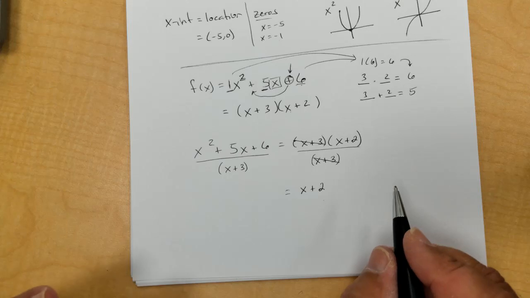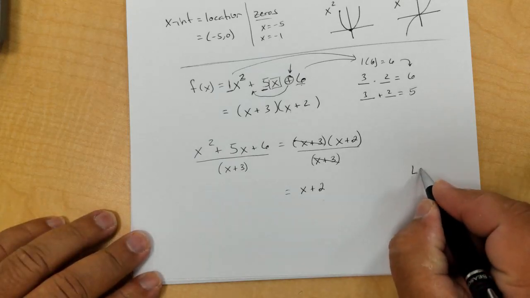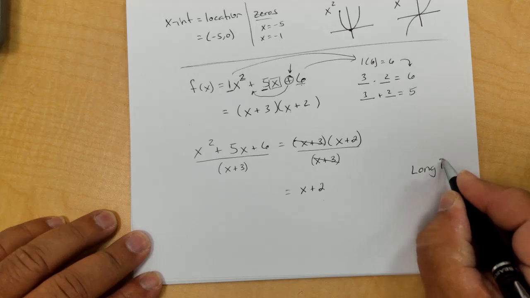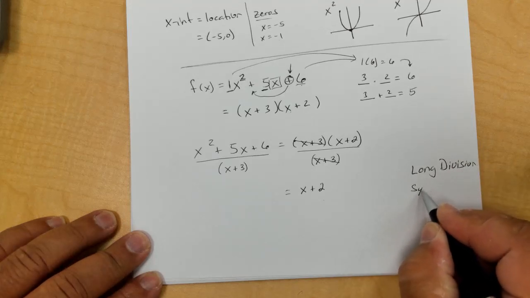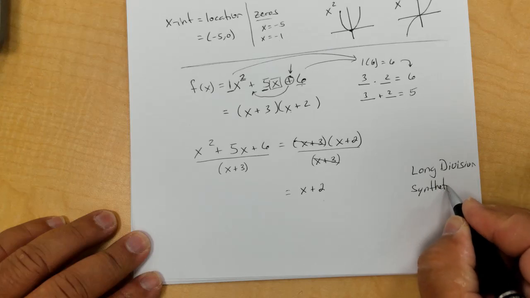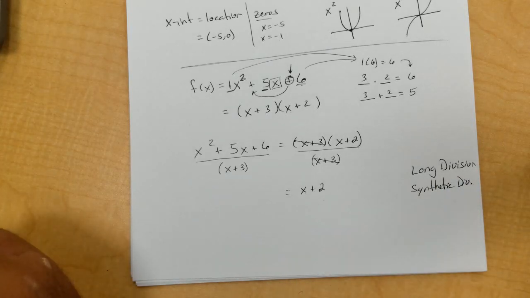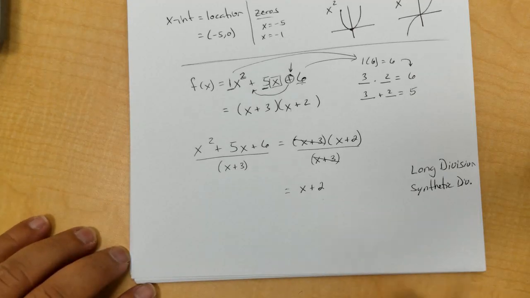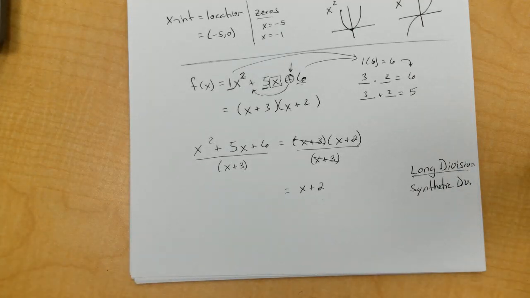Let's look at this. There are two methods we're going to use in this section. One of them is called long division. The other one is called synthetic division. They both serve their own purposes, but they end up with the same result. So first off, we're going to look at long division. What is long division?